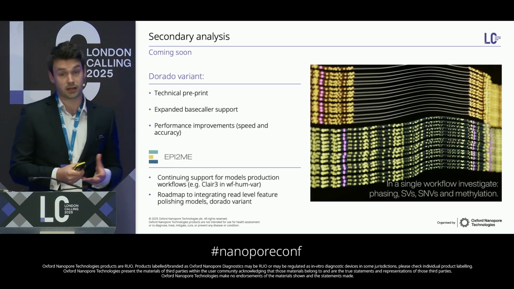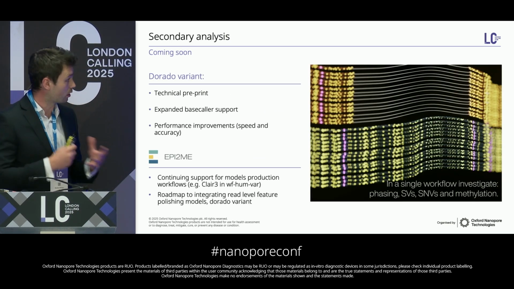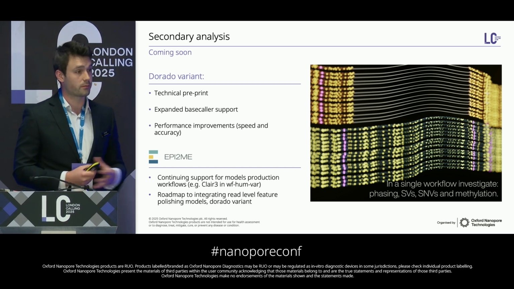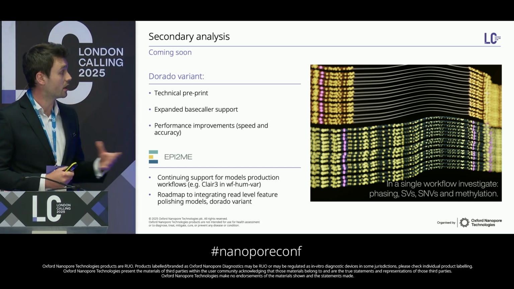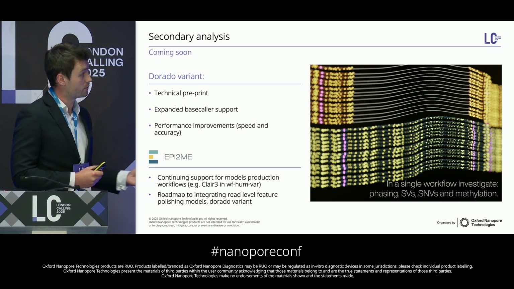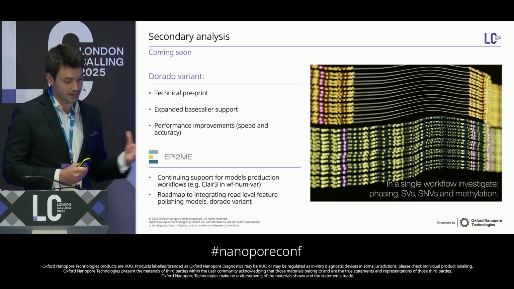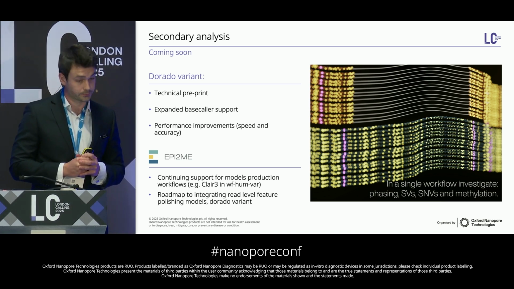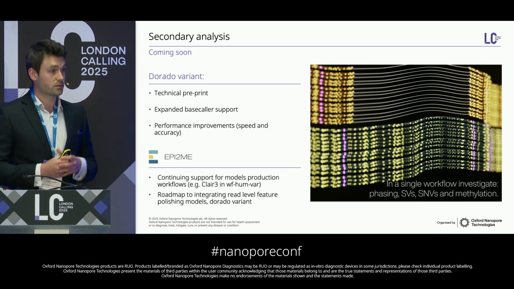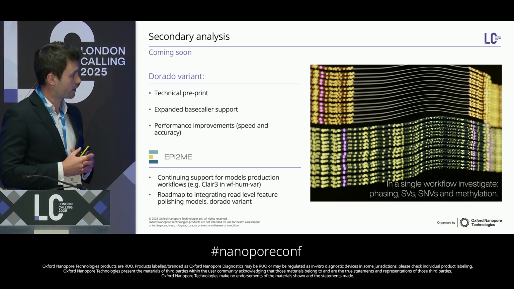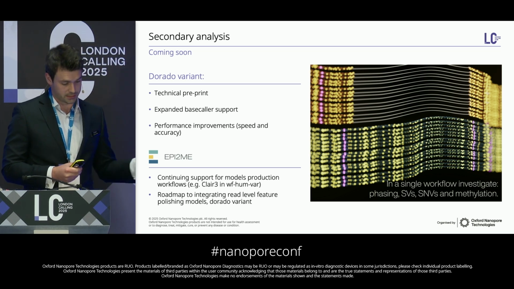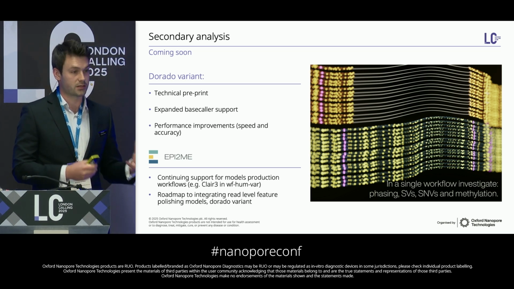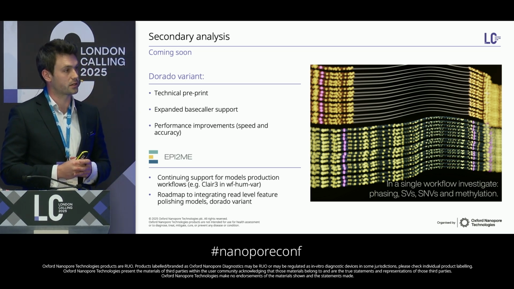This is really the start of the Dorado variant journey, and we've got lots to work on. We'll carry on getting performance improvements, both in terms of speed and accuracy, as well as offering models for the new V5.2 basecallers. And as I said, that technical preprint is coming. Otherwise, we want to carry on supporting customer workflows, so we'll carry on making Clair3 models available in the near future until Dorado variant is integrated, as well as integrating those read-level feature polishing models that I talked about a little bit earlier.